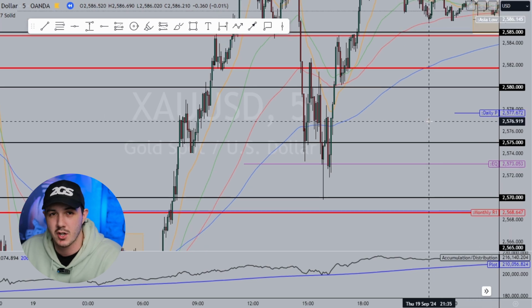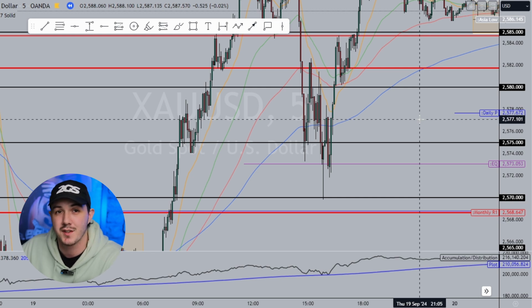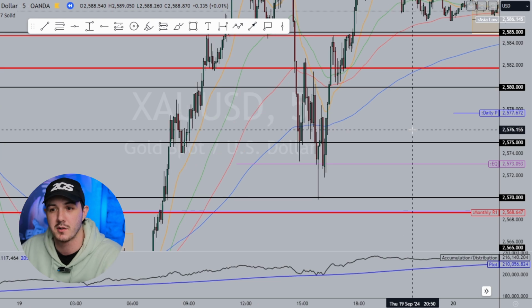Now, if you guys know me, I trade support and resistance. But with gold, I've always said support and resistance works perfectly on higher time frames. Again, purely because we're seeing those psychological round numbers. So again, that's where the $5 grid comes in on a lower time frame.